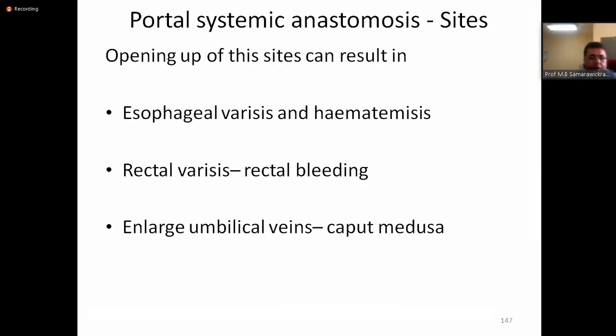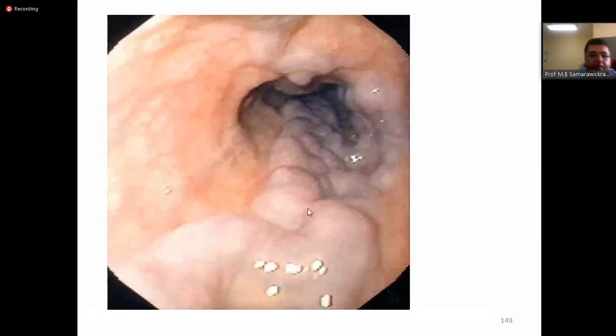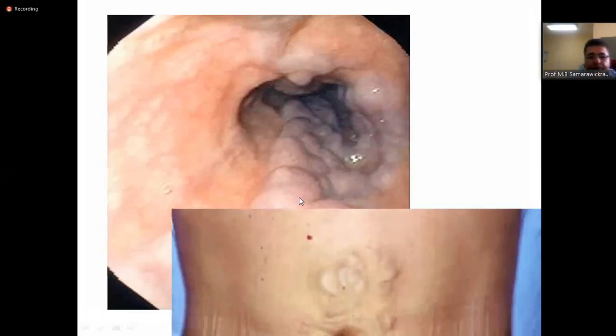And remember, the enlargement of veins at the rectum does not cause hemorrhoids. Hemorrhoids are a different entity. It results in what are called rectal varices. Then an enlarged umbilical vein results in a clinical sign called caput medusae. So this is varicose veins in the esophagus, or we call them esophageal varices.